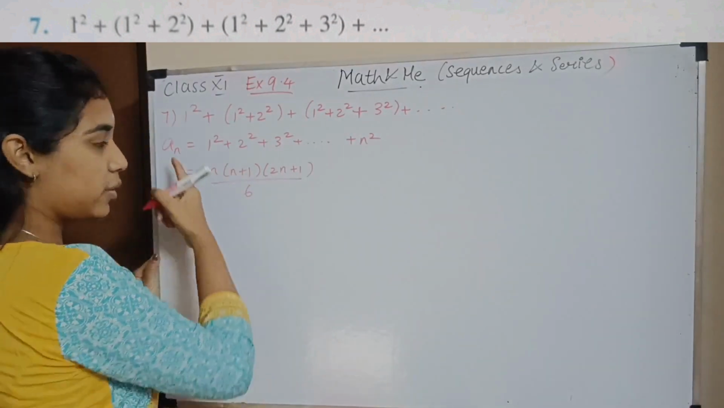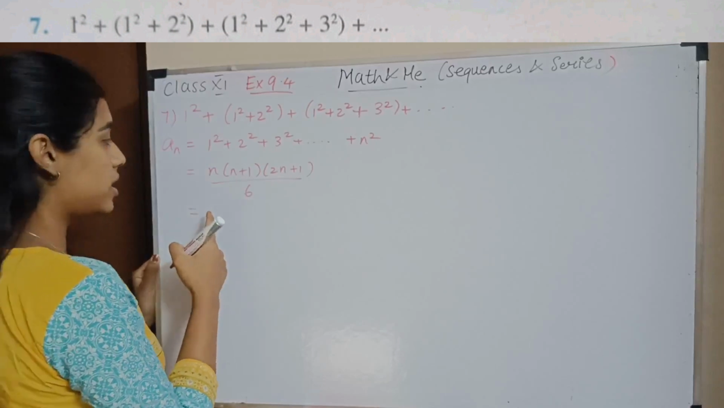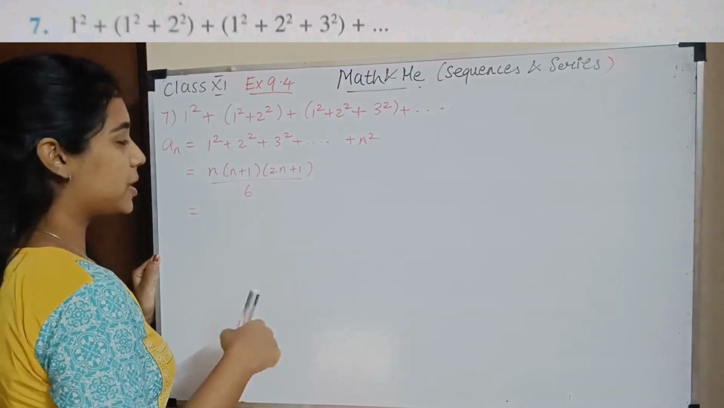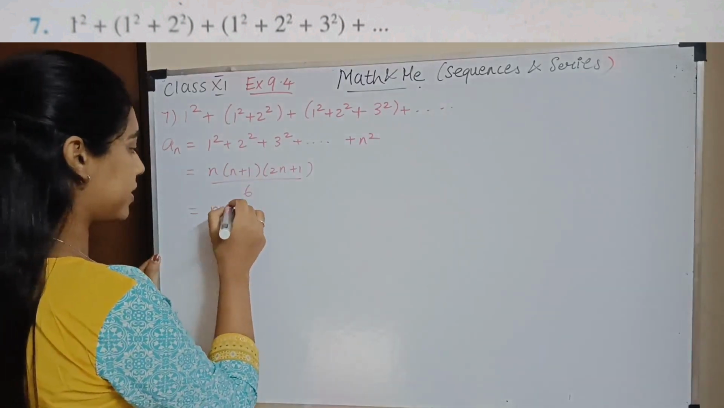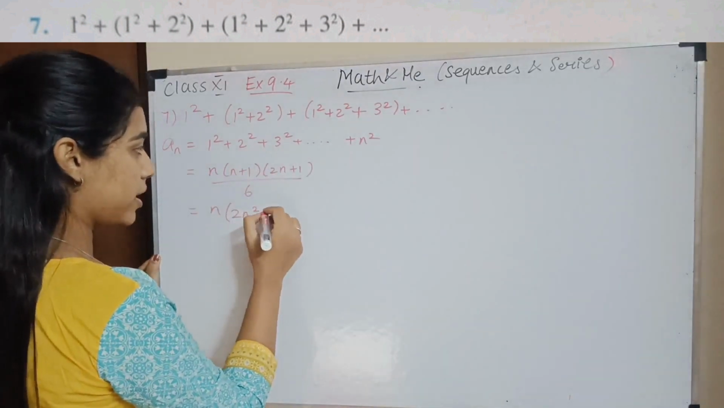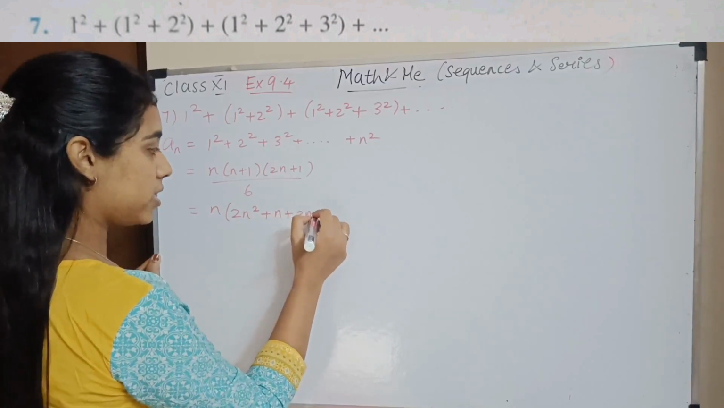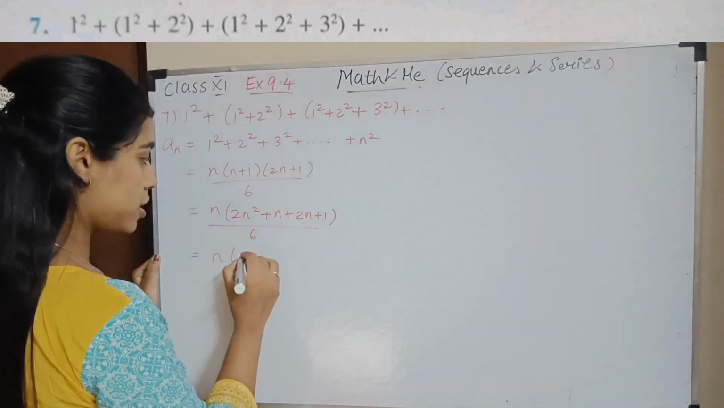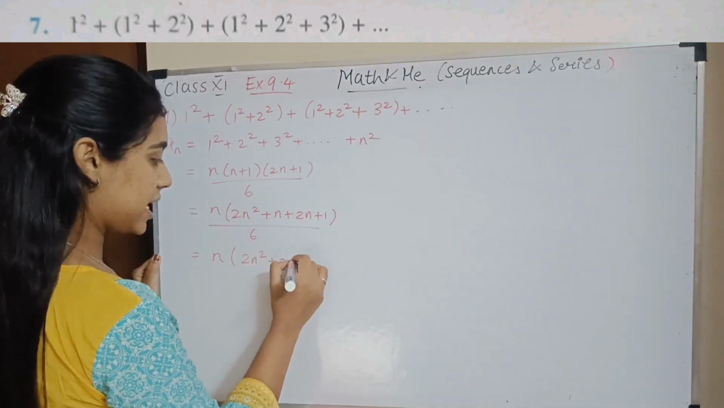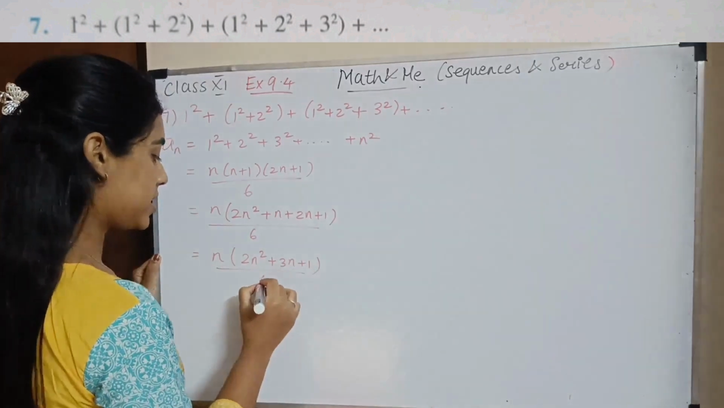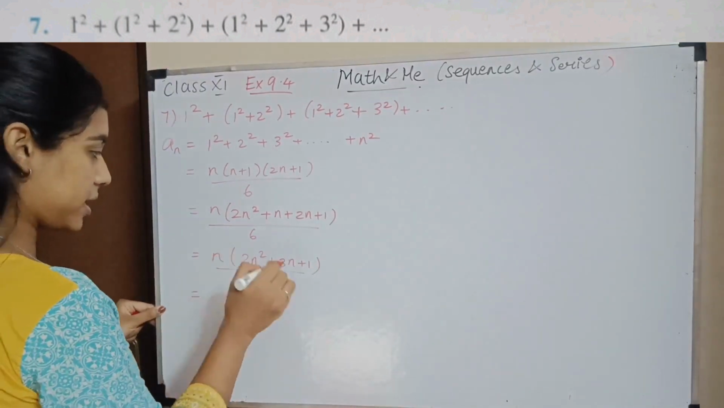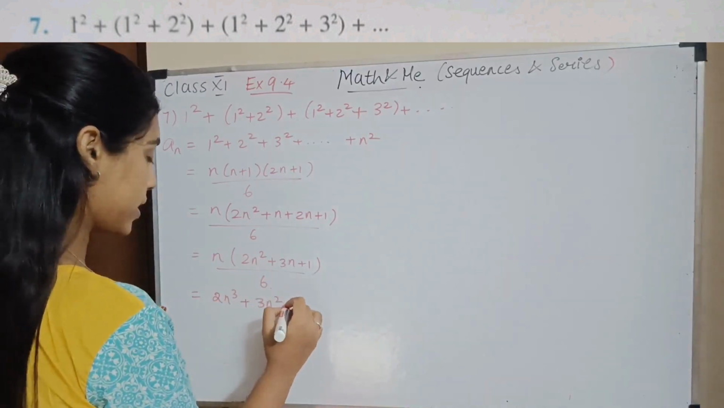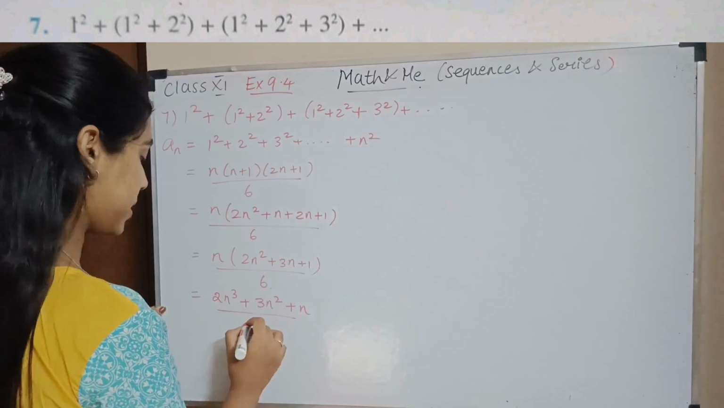So when I multiply it inside, this is not the series, okay? This is not the summation. You have to find out what your an is, then find the summation. So when I multiply inside, what do I have? n times 2n square plus n plus 2n plus 1 divided by 6. I have n times 2n square plus 3n plus 1 divided by 6. So what do I have when I multiply this inside? 2n cube plus 3n square plus n divided by 6.